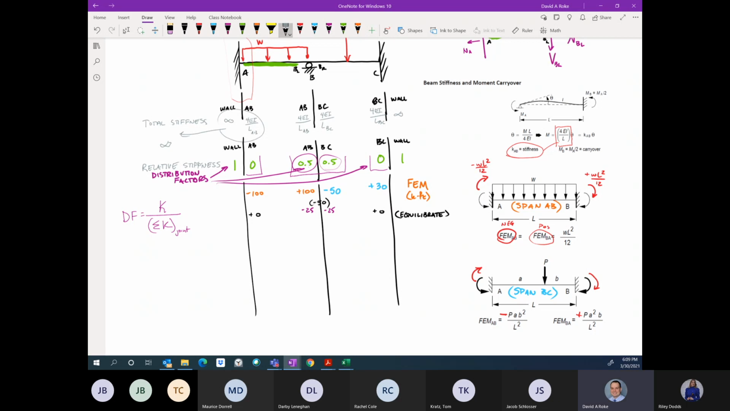So we've accounted now for this negative 50, and we've distributed it to the two beams that frame into that joint. But now I have a carryover. The moment over 2 is carried over. So our carryover here, we're going to carry half of the negative 25 over from point B to point C. We're going to do it from point B to point A. And of course, the zeros don't need to be carried over at all. They're just zero. Doesn't matter. So now what we should do is check equilibrium.